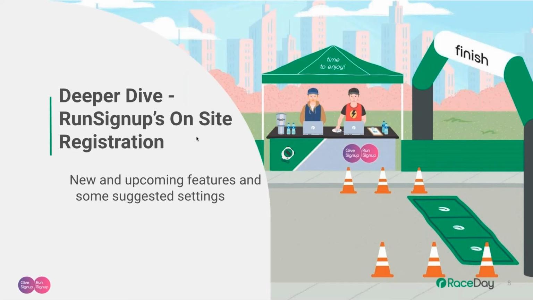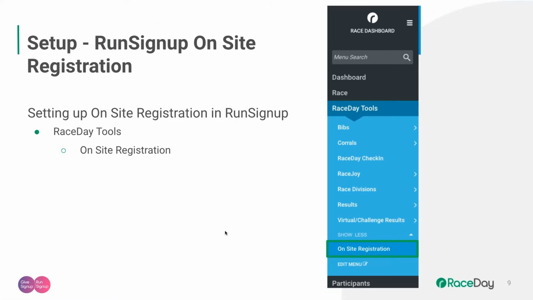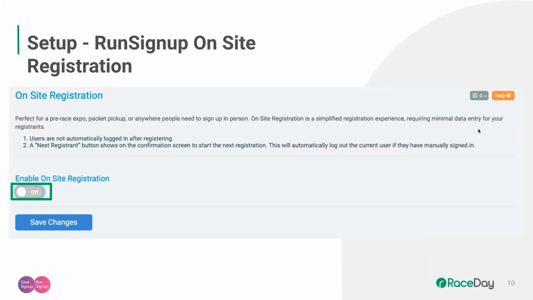So now we're going to go into a deeper dive into RunSignup's on-site registration. Where you find this is the third type. You find this on the back end of RunSignup. And so setting this up, you're going to go into RaceDay tools and on-site registration, just like that. And if people want, by the end of this, if we need to do some click-throughs, we can do that. But I've just got some screenshots. I'm going to explain to you what things do.